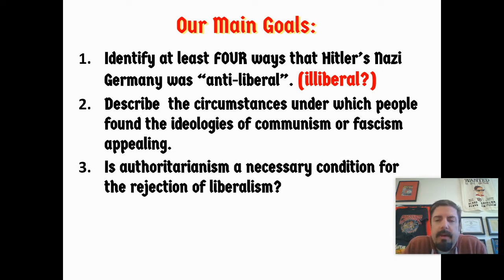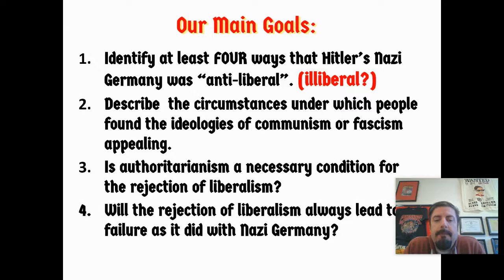Is authoritarianism a necessary condition for the rejection of liberalism? Do you need to have an autocratic leader, a dictatorship, in order to completely reject liberalism? And finally, will the rejection of liberalism always lead to failure, as it did with Nazi Germany? We have looked at a number of case studies of dictatorships. Does it lead to failure? Obviously, what happened in Nazi Germany led to failure. Eventually, what happens in the Soviet Union leads to a collapse. But does it always necessarily lead to that?